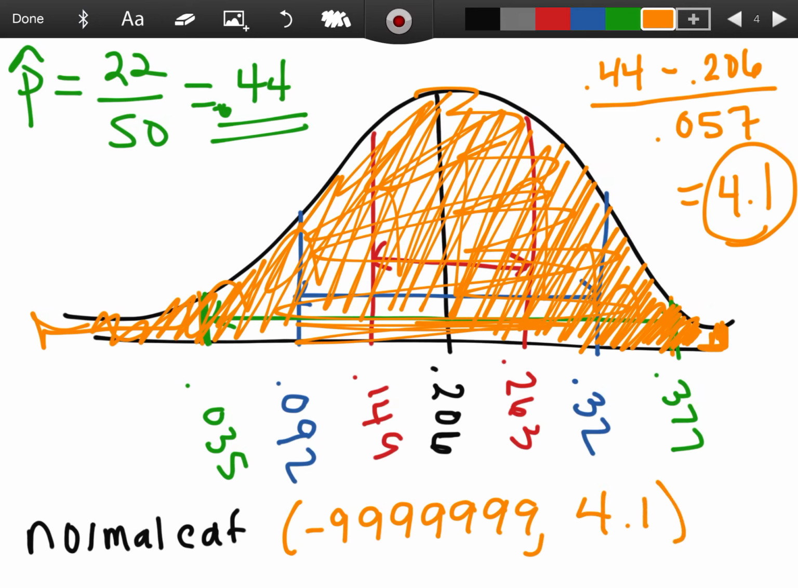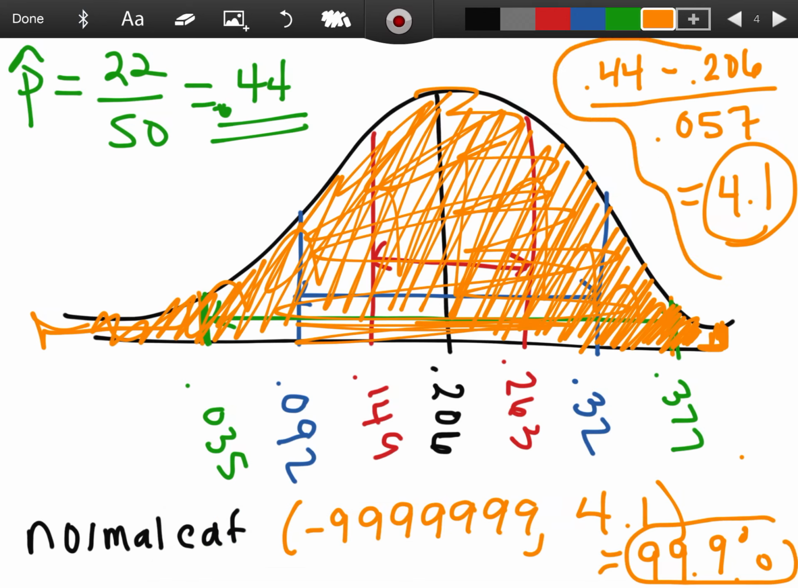High is on the right side. So go to your normalcdf. Your low bound is negative 9999999, a whole bunch of nines, doesn't matter how many. And your high bound is your z-score, which was 4.1. And I now, again, get my answer as 99.9% of the time, less than 44% of the population would be smokers.